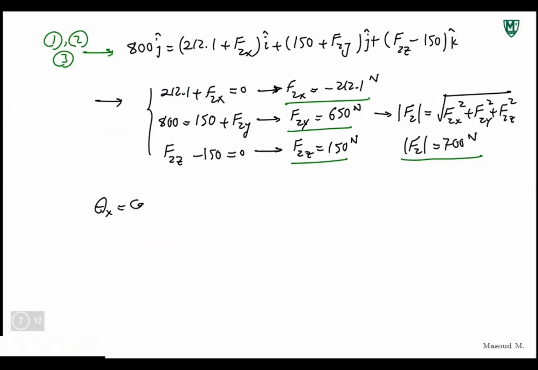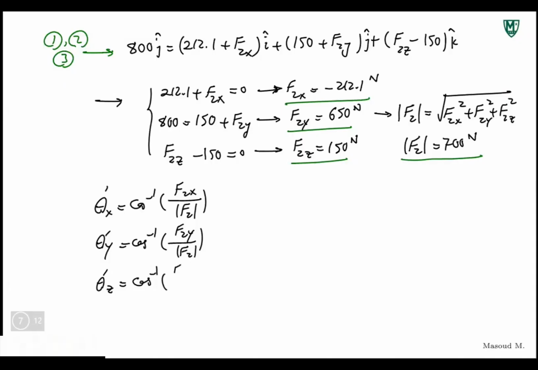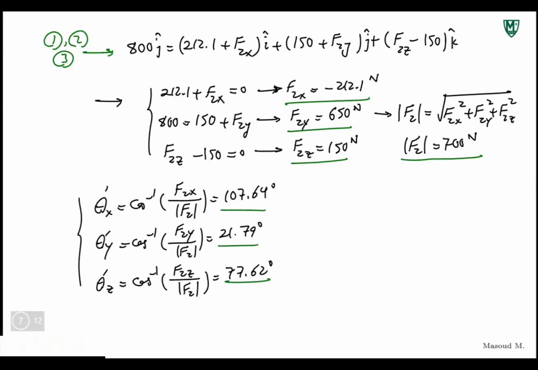So let's do, it's going to be cosine inverse of f2x divided by magnitude of f2. Theta y prime would be cosine inverse of f2y divided by magnitude of f2. And theta z prime is equal to cosine inverse of f2z divided by magnitude of f2. And you can get the values here. You get 107.64 degrees, 21.79 degrees, 77.62 degrees. These are the directional angles that we were asked to find in this problem.